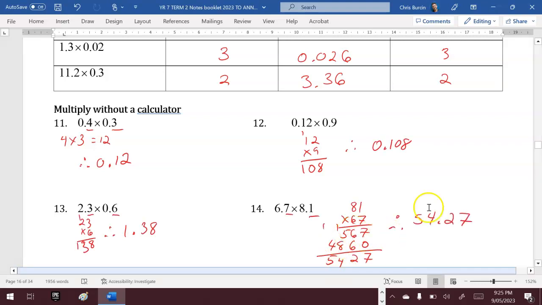And now I've multiplied without a calculator, and you can see what the answers are by multiplying the numbers, ignoring the decimals, and then putting in that number of decimal places in my final answer.